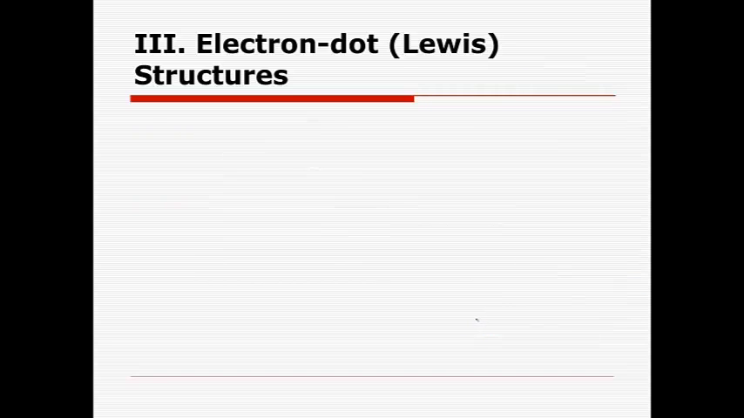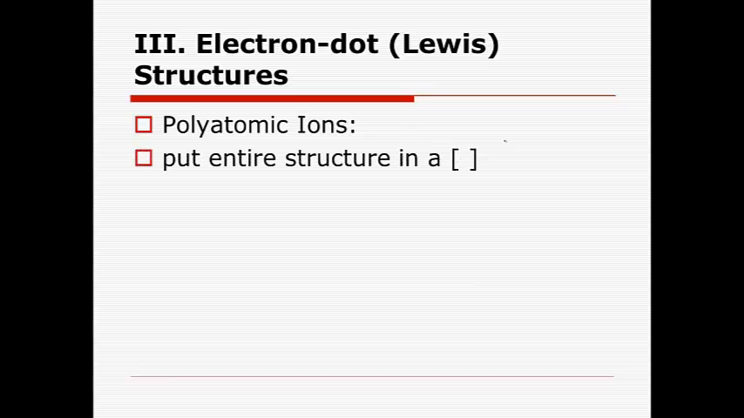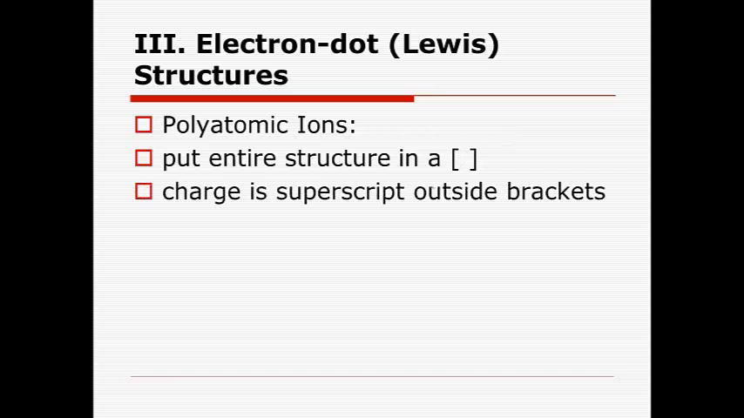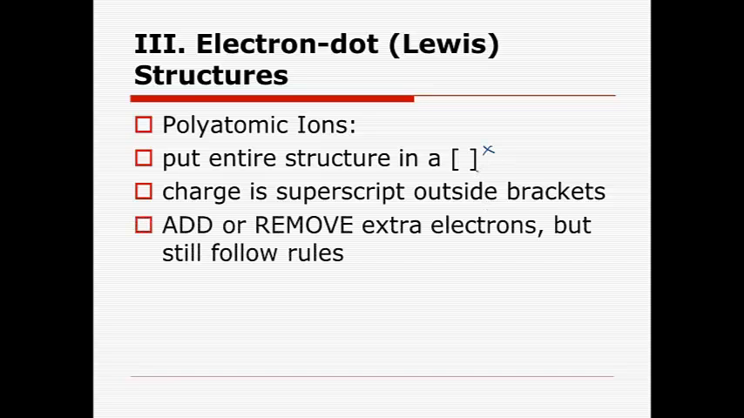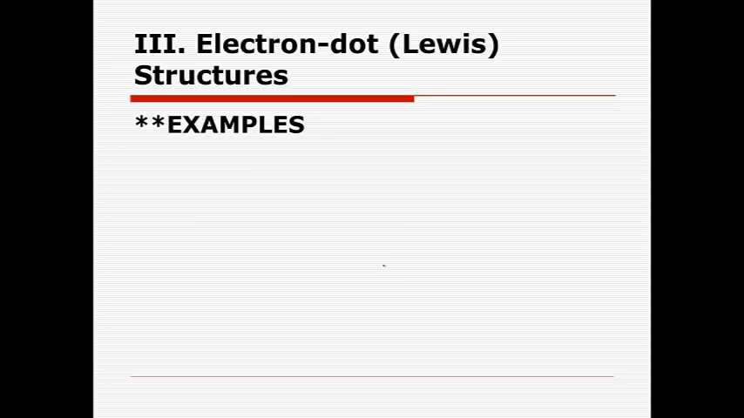Okay, now, if you need to draw the Lewis structure for polyatomic ions, okay, the entire structure, all the atoms go inside big brackets. Okay, the charge you write as a superscript outside the bracket, so the charge would go up here. Okay, whatever the charge says to do, that's what you also have to do with the electrons. If it's negative, you're going to add electrons. If it's a positive charge, you have to remove the number of electrons the charge says. Okay, but you still follow all the rules we talked about. Okay, so some examples. Okay, and you'll get lots of practice. You have a worksheet also to work on this.